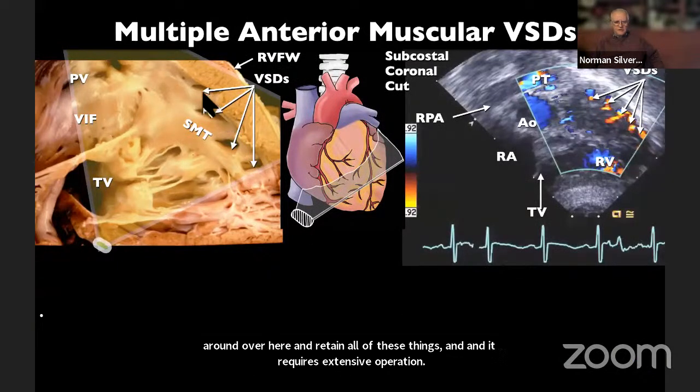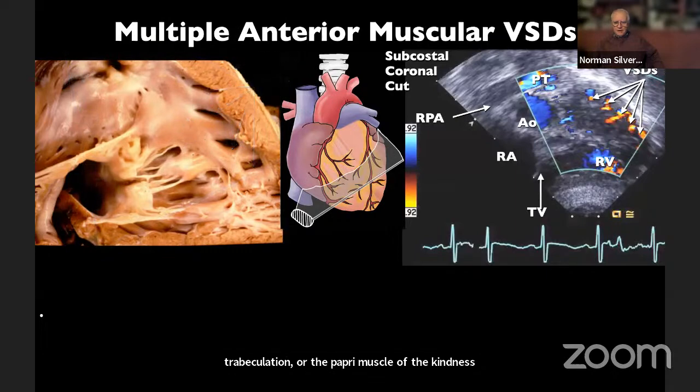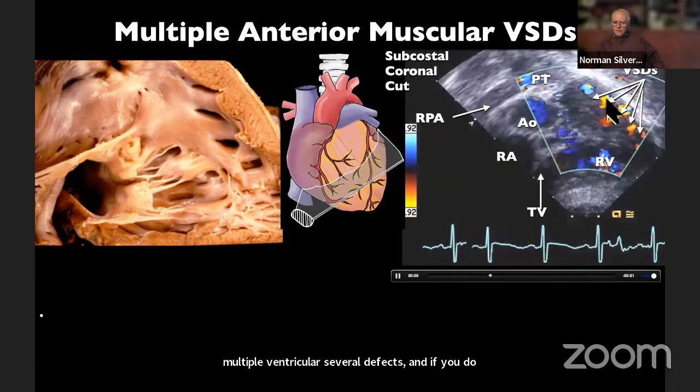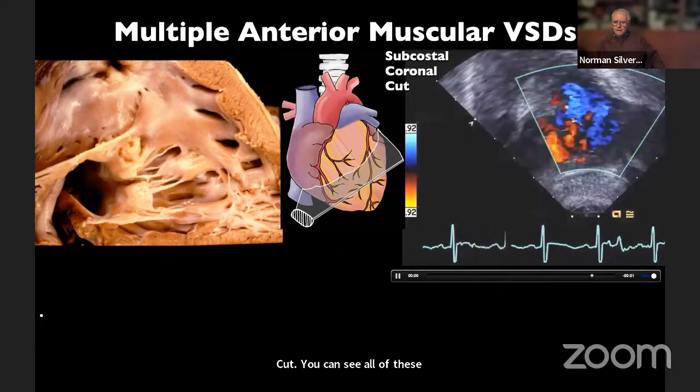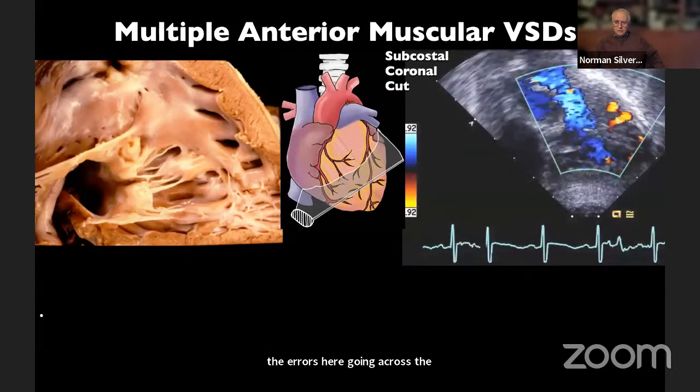Here's another example of muscular ventricular septal defects, most frequently found with the tetralogy of Fallot, not in this case, but you can see here's the anterior wall of the right ventricle. Here's the muscle of Lancisi with the septomarginal trabeculation, or the papillary muscle of the conus, as this is called. And you can see numerous multiple ventricular septal defects. And if you do a subcostal coronal cut, you can see all of these defects, as I've shown with the arrows here, going across the ventricular septal defect, and they can be very difficult to repair.